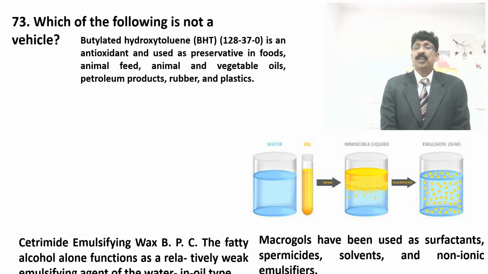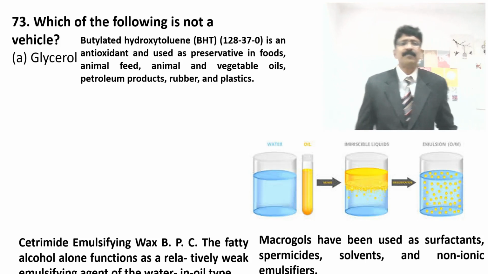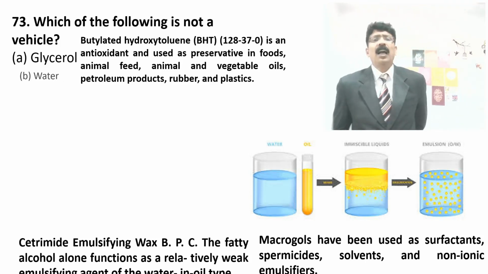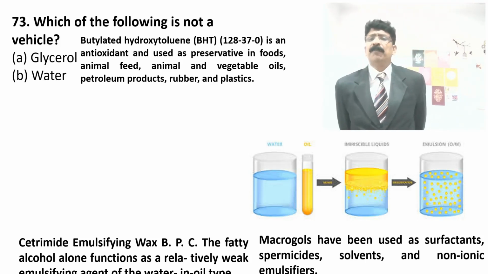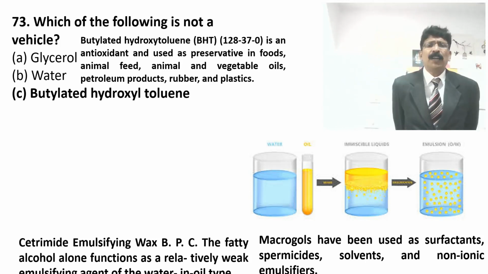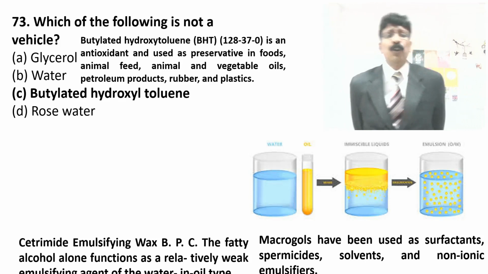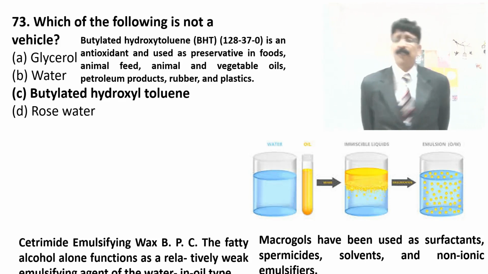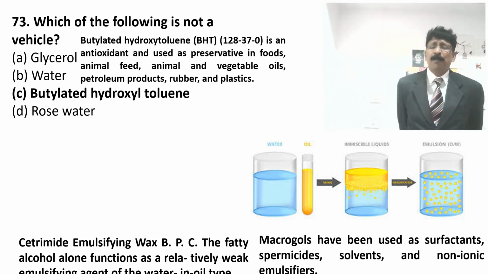It is also a solvent and a non-ionic emulsifier. Macrogol is also an emulsifier. Glycerol is a vehicle commonly used in the pharmaceutical industry. Water is also very common. But butylated hydroxytoluene cannot be used. That's why I told you it is a preservative and a chemical which cannot be given by the oral route. Rose water can also be used as a vehicle.